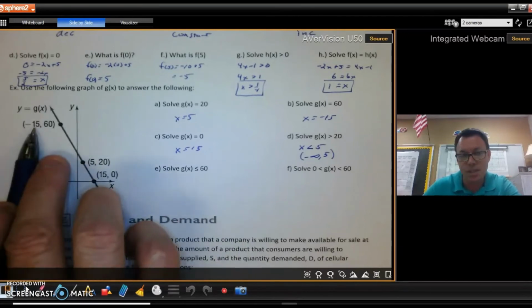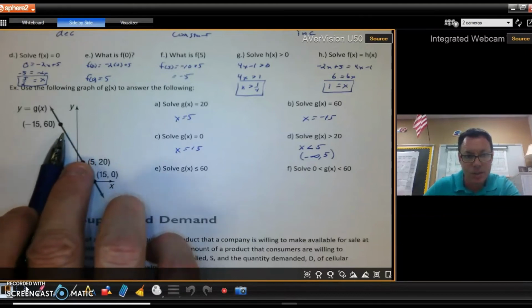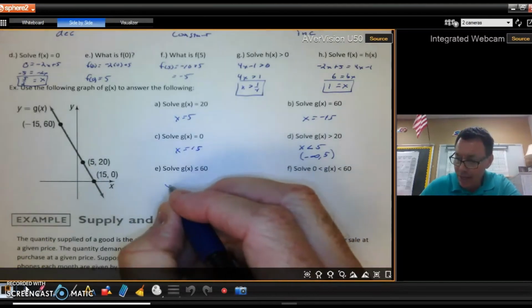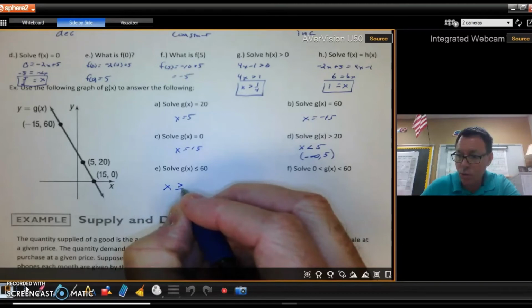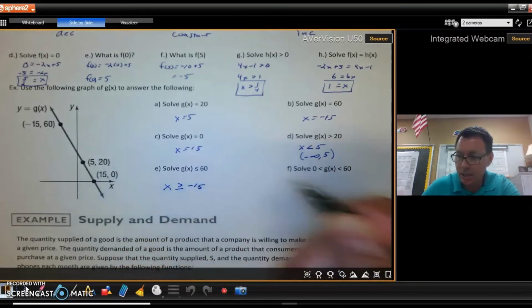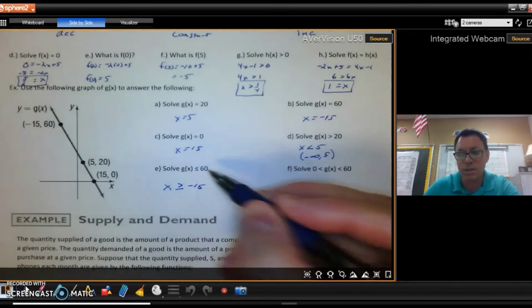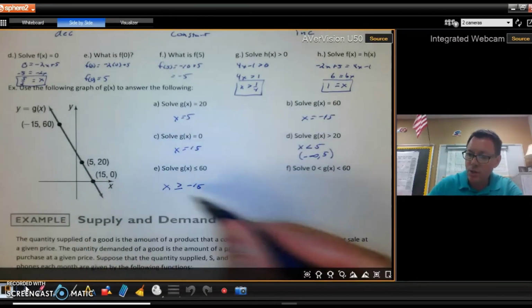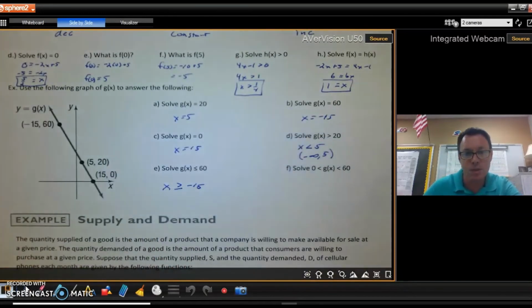Well, it's equal to 60 at negative 15. And then the graph is going down, down, down, down, down as my x's are getting bigger and bigger and bigger. So if x is greater than or equal to negative 15, the function is less than or equal to 60. So we're just visually solving these questions by looking at this graph that's been given to us. Okay, we're just interpreting a graph.